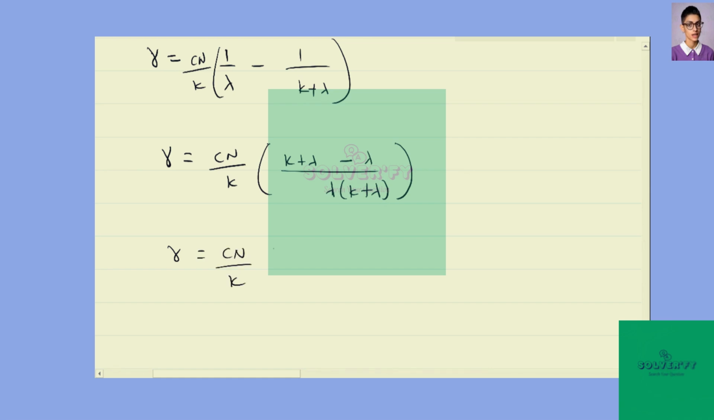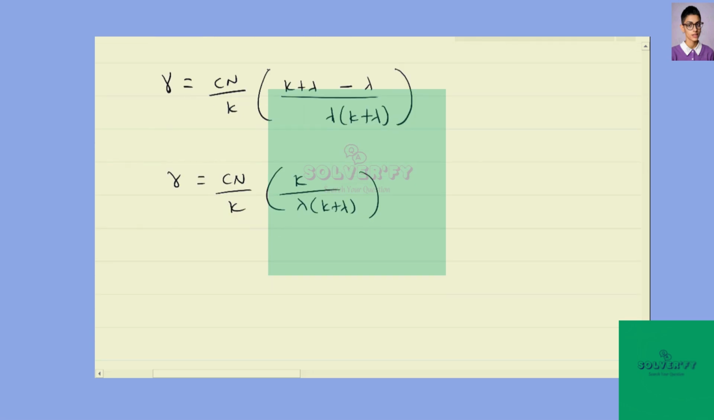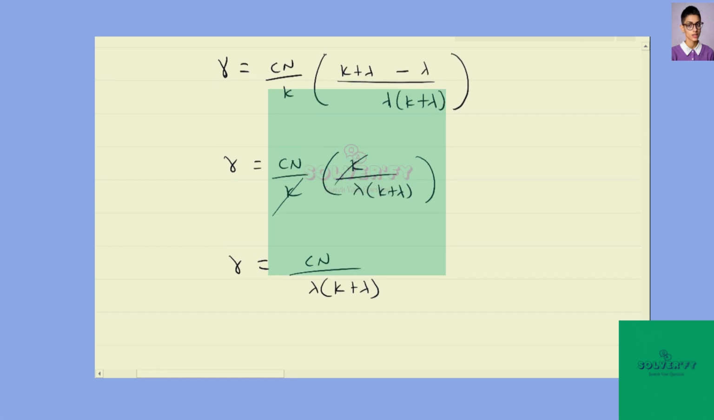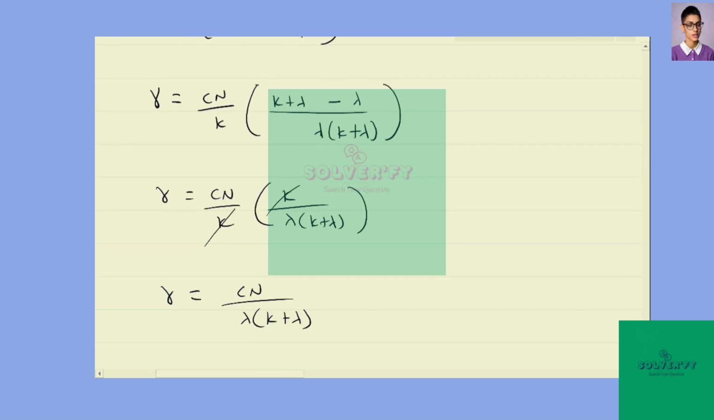So we end up having c, then this one is that, so we have k. All right, so the whole thing now becomes, this k crosses out, you have c, then lambda over k plus lambda. So this is the solution.